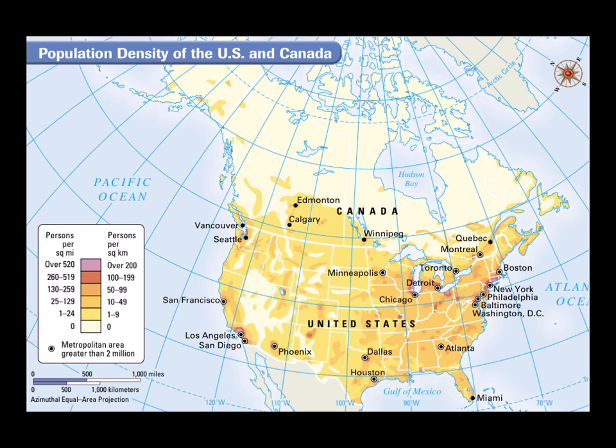Along the Great Lakes like Chicago and Detroit, Dallas, Houston. In the Southern California, San Francisco, these are areas of high population density. And then in the desert Southwest, you're going to find areas of low population density. And then in northern Canada and Alaska as well. Those are low population density areas.